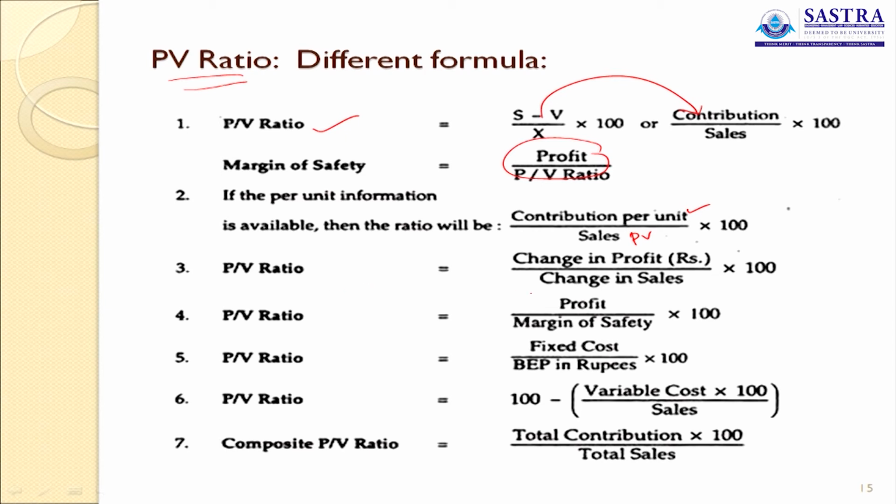Then PV ratio equals change in profit divided by change in sales. Previously we discussed: PV ratio equals profit divided by margin of safety. PV ratio equals fixed cost divided by BEP in rupees into 100. PV ratio equals 1 minus variable cost divided by sales, into 100. So these are all the different formulas you may use to find the PV ratio.